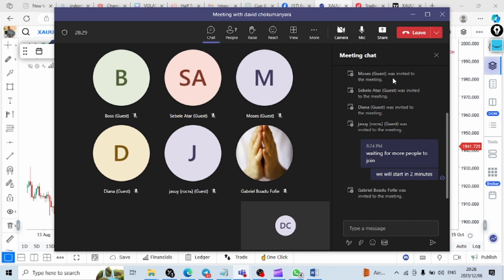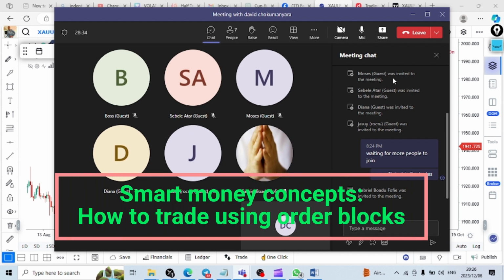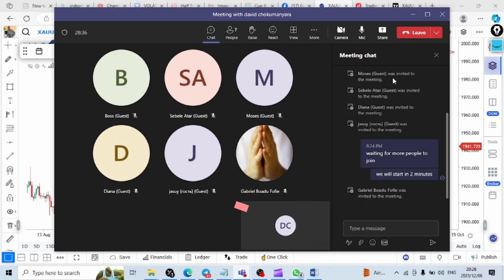So today's lesson will be focusing on order block, smart money trading. What is smart money concept? What are smart money? What are order blocks? How do we trade using order blocks? How do we identify an order block? And many more other things that will be there.